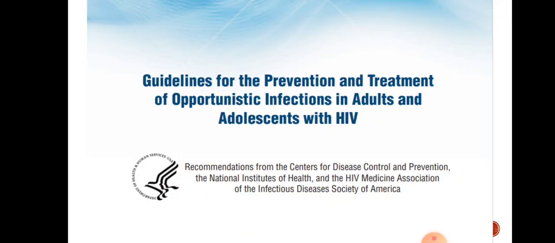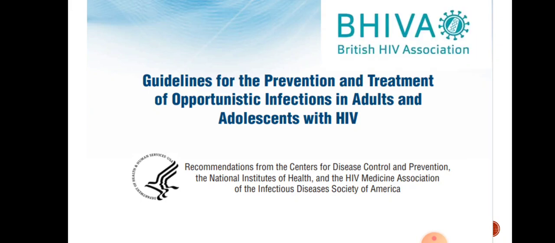So today I'll be discussing the treatment of various opportunistic infections. I'll be discussing it as a series, so every different opportunistic infection will be uploaded one by one. Most of the guidelines are from the Guidance for Prevention and Treatment of Opportunistic Infections in Adults and Adolescents with HIV, a recommendation from CDC, NIH and the HIV Medicine Association. Also, I've taken some part from the British HIV Association, BHIVA, guidelines as well.